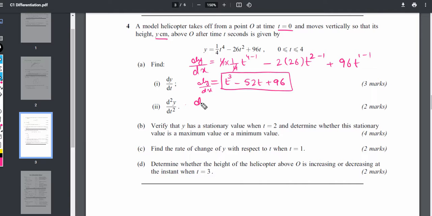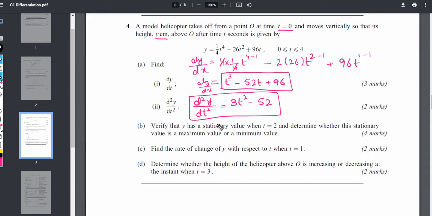So d²y over dt² will become equal to 3t² minus 52 plus 0, so it will be only 3t². So the double derivative of this function will be 3t² minus 52.